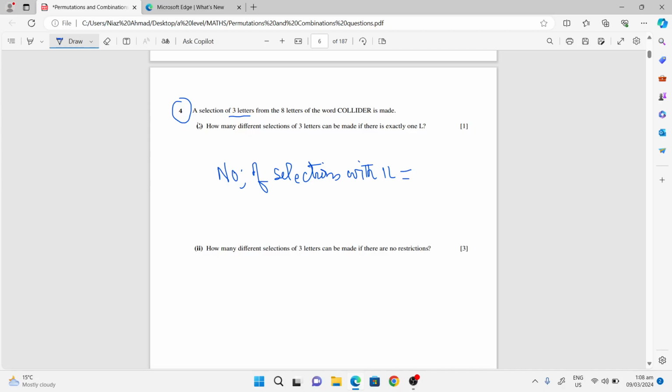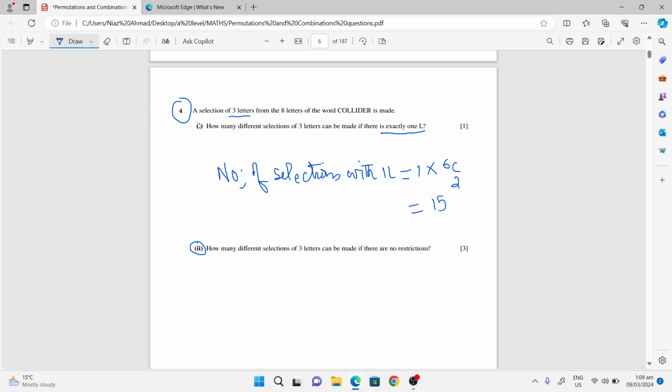1, 2, 3, 4, 5, 6, 7, 8. So you need exactly 1 L. So you can choose 2 words. 1 L has been selected, and then 6C2. You can select 2 letters out of 6, and then a 3-letter word will be made. So the final answer is 15. Moving to the next one.